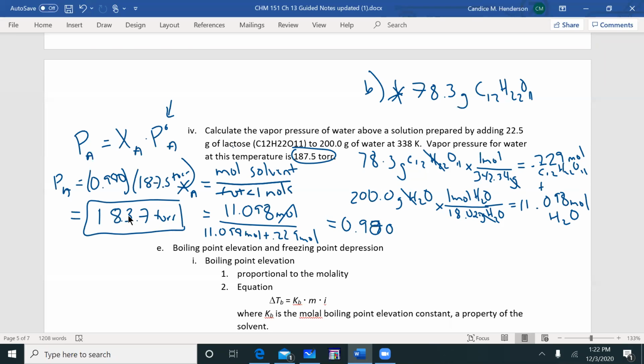So you can see as you increase this lactose value, right, this number is going to continue to drop because our fraction is going to continue to drop. At a certain point, though, there's only so much lactose you can pack into your solution.